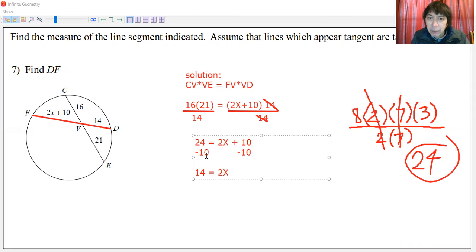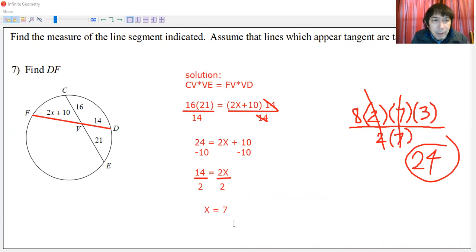Okay, the 10 and the negative 10 gives 0. So this is our latest simplified equation. 14 equals 2x. We continue by divide. So this will be division by the 2. Okay, so this will just be divide by 2. And so x is equal to 7. Okay, x is equal to 7.